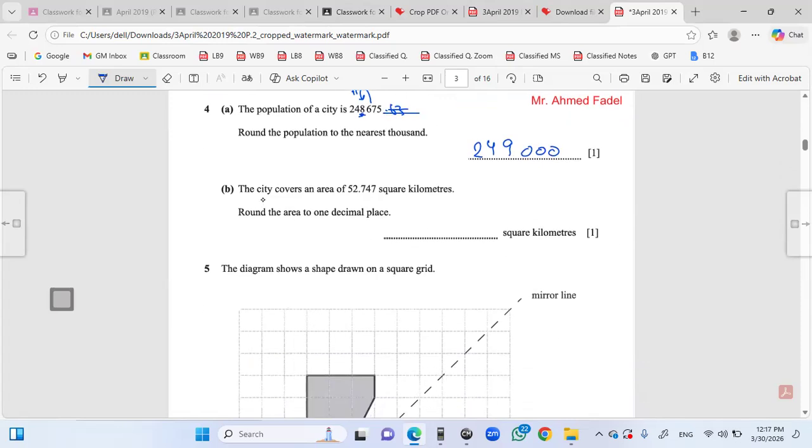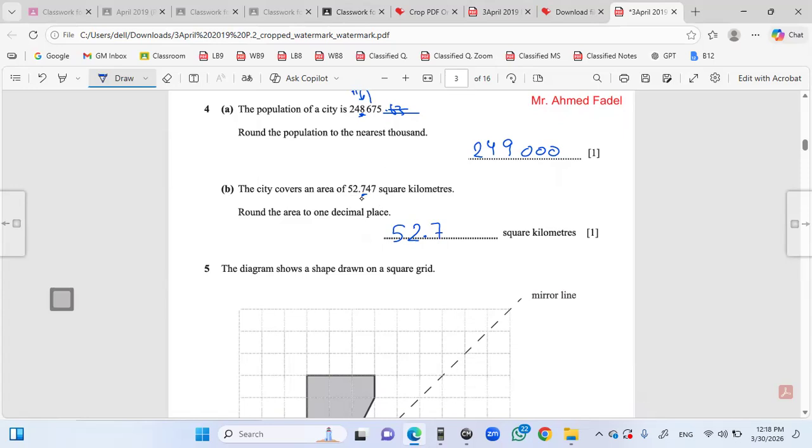All right. The city covers an area of 52.747 square kilometers. Round the area to 1 decimal place. The same idea. I'm going to look at the digit after it. It is weak, so the 7 stays the same. It's not going to take 1, so the 7 stays the same. Everything before it stays the same. Everything after it, decimal places, don't turn them into 0.